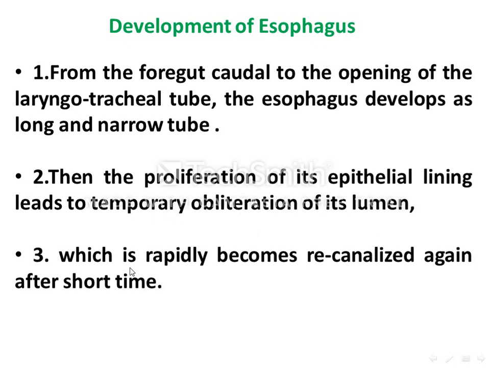And the third stage is rapid recanalization of the esophagus again after a short time. So we have 3 stages. Number 1, formation of the esophageal tube caudal to the opening of the laryngotracheal tube, and then a proliferation of its epithelial lining, leading to temporary or transient obliteration of the lumen, and a stage of recanalization of the tube.